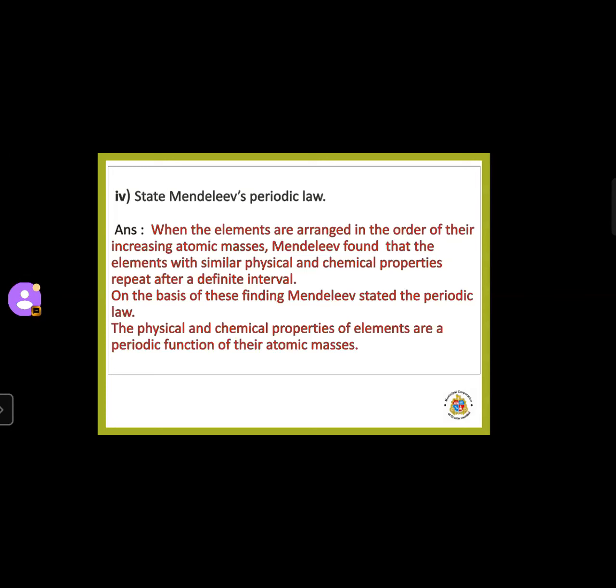Mendeleev arranged all the elements in increasing order of atomic masses, according to their physical and chemical properties. So the statement is that the physical and chemical properties of elements are a periodic function of their atomic masses. So this is Mendeleev's periodic table. This is the Mendeleev periodic law.